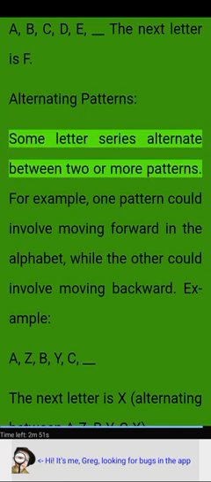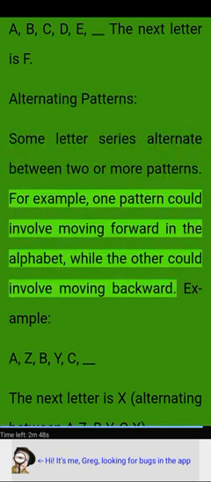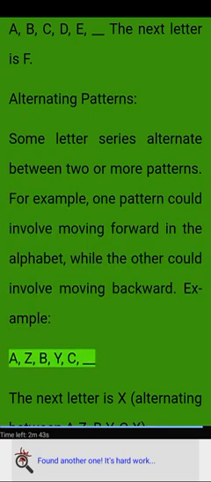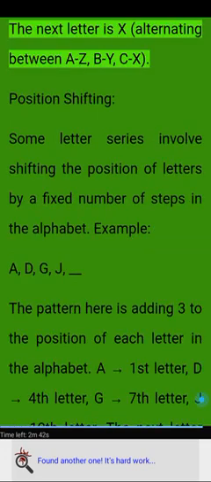Alternating patterns. Some letter series alternate between two or more patterns. For example, one pattern could involve moving forward in the alphabet, while the other could involve moving backward. Example: A, Z, B, Y, C, ___. The next letter is X, alternating between A, B, C going forward and Z, Y, X going backward.